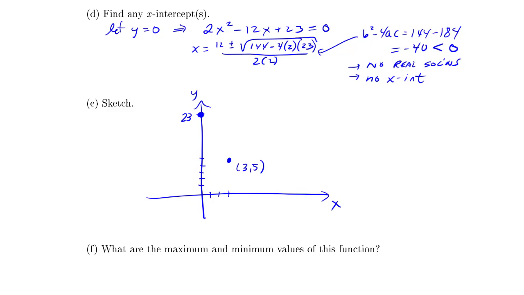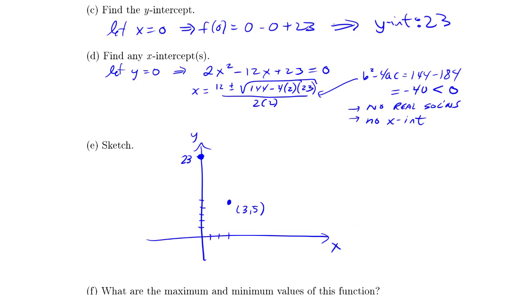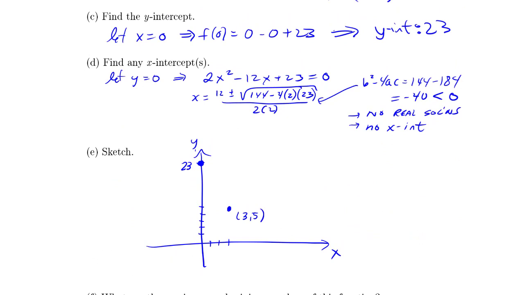All right, so there's my vertex. I also know that the a, being 2, was positive, so it's facing upward. So I pretty much know that I just have this parabola, just like this. Okay, and there's a sketch of my parabola. I get the basic idea of what it looks like.